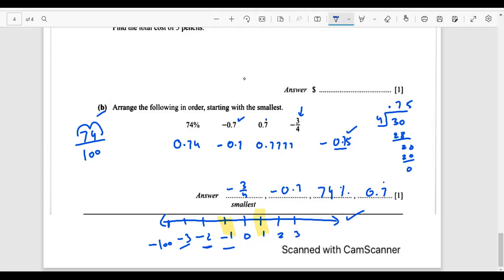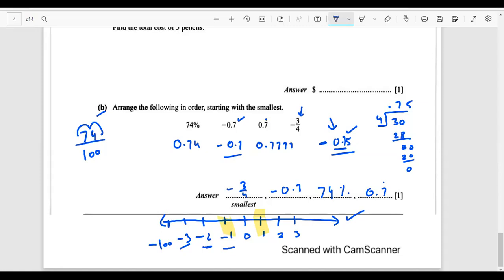Okay, so here we have -0.5, -0.75 and -0.7. So the greatest number with negative sign is 0.75. So 0.75 is basically coming with a negative sign, so it is the smallest number out of these four. Then we have -0.7, then it is the second smallest, then 0.74 and then 0.777. Yes, okay. All right. So this is basically the concept.